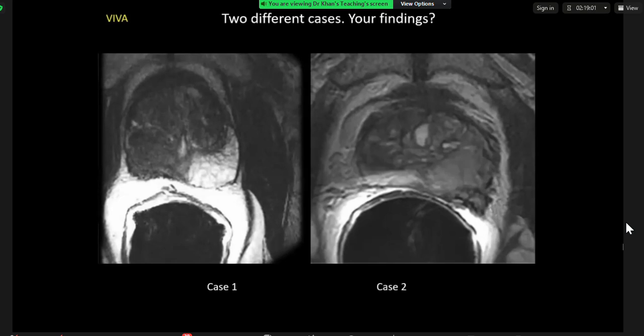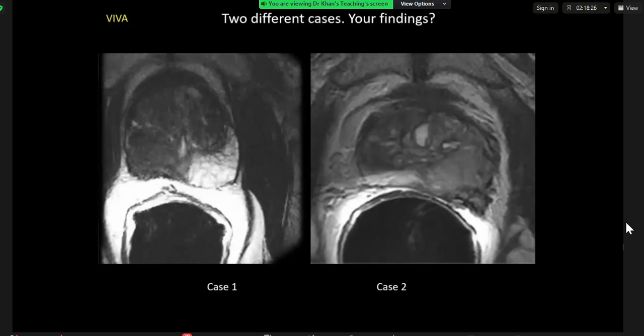This, I believe, is extending beyond the capsule, where it's very ill-defined, and the signal changes are extending into what I think might be the adjacent seminal vesicles, which are of a similar signal. Okay. So if those findings were correct, obviously I'd confirm by looking through the rest of the images, but if those findings were correct, I'd grade that as a T3B.